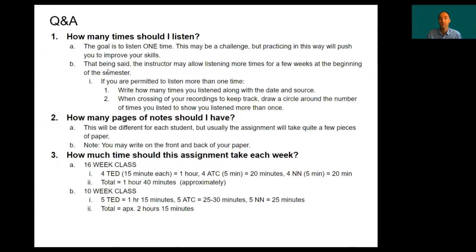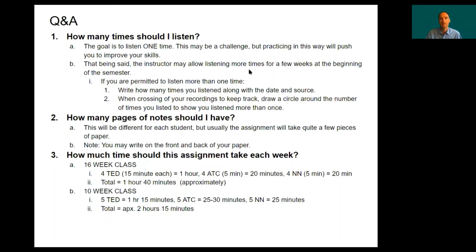All right, going on, some question and answer here. How many times should I listen? Well, I already mentioned that once, but the goal is to only listen 1 time and take notes. Your notes might not be the best at the beginning, or maybe they will be, but when you know you're only going to listen once, you listen more carefully, you write more carefully. So we want to get to that 1 time to push you as quickly as we can.